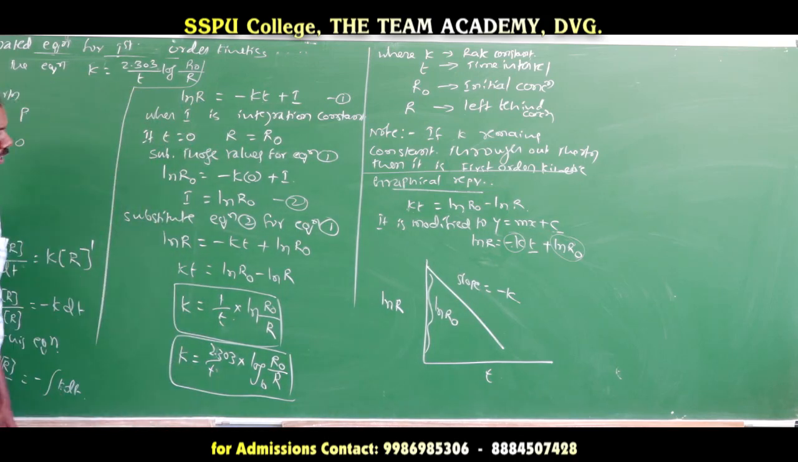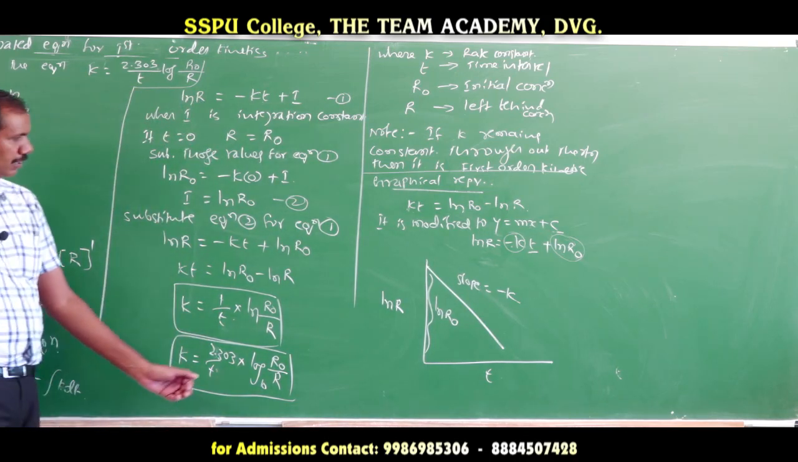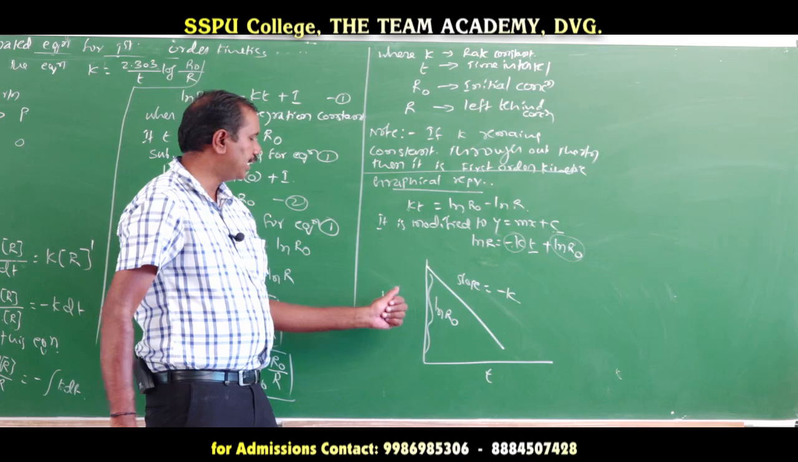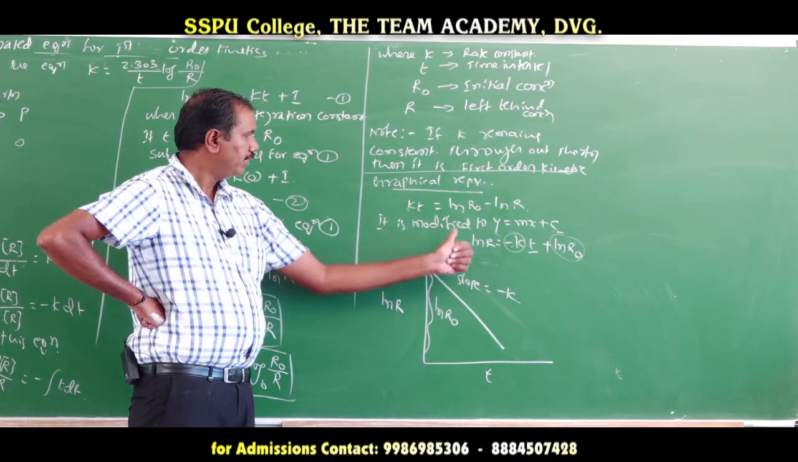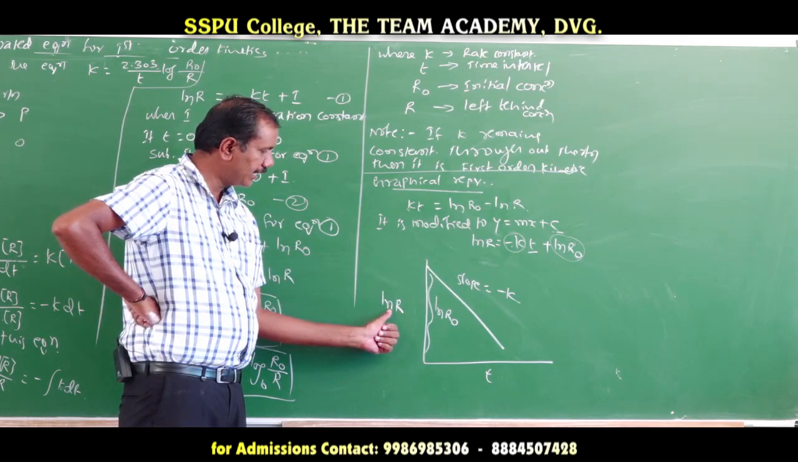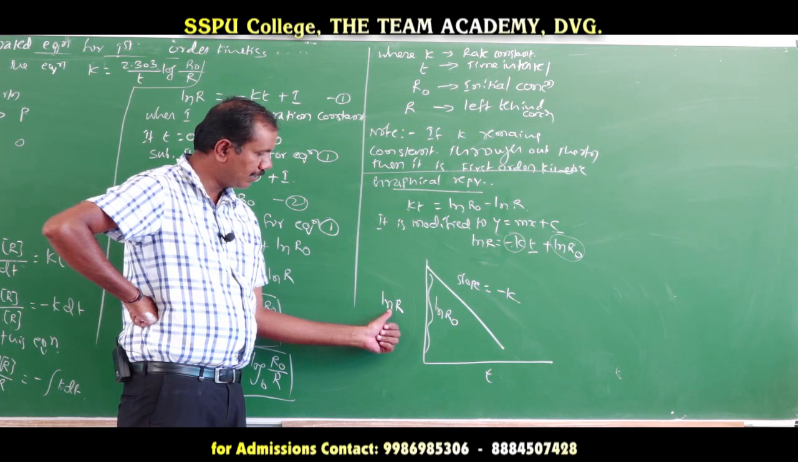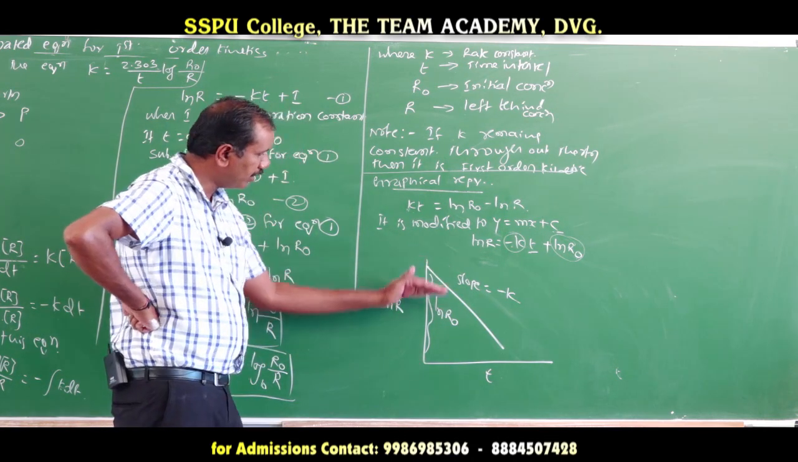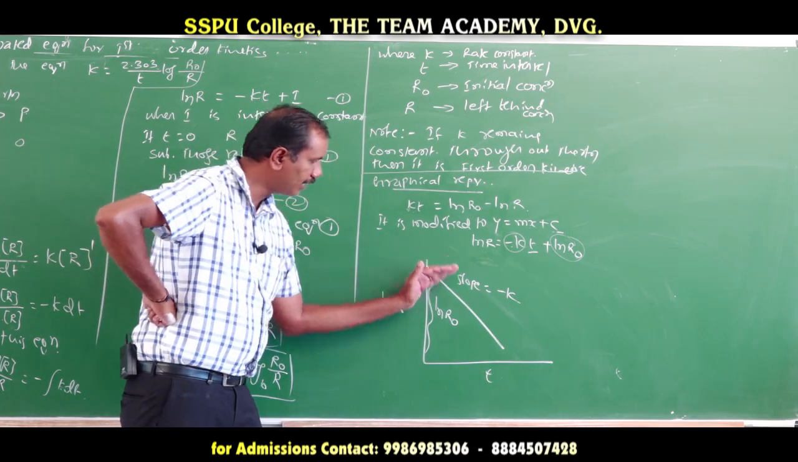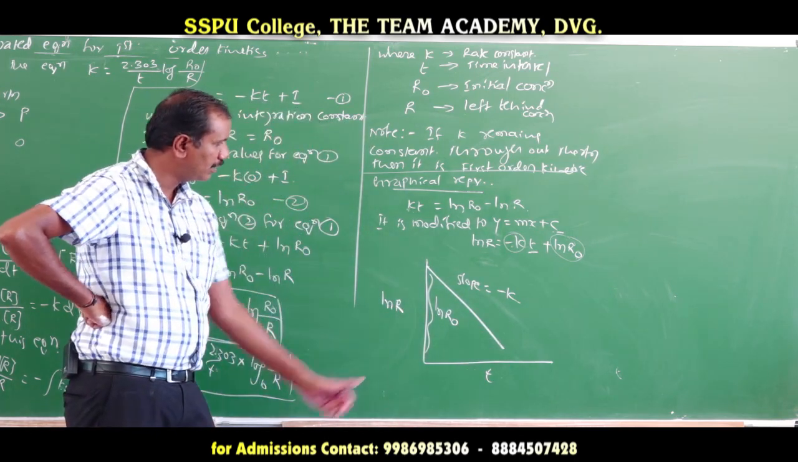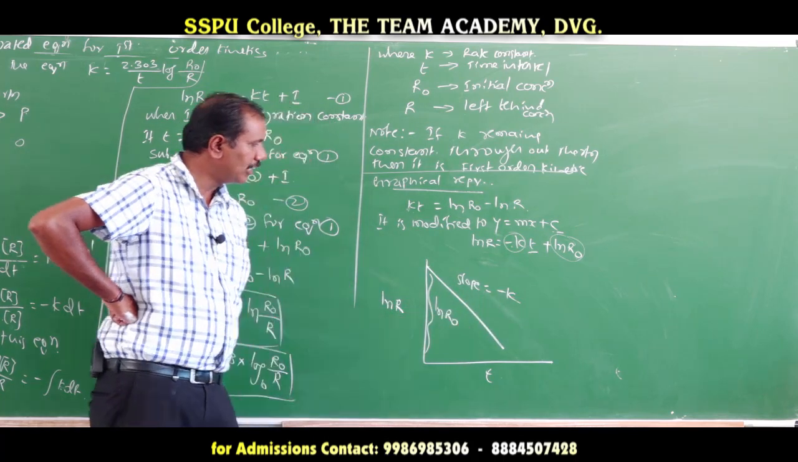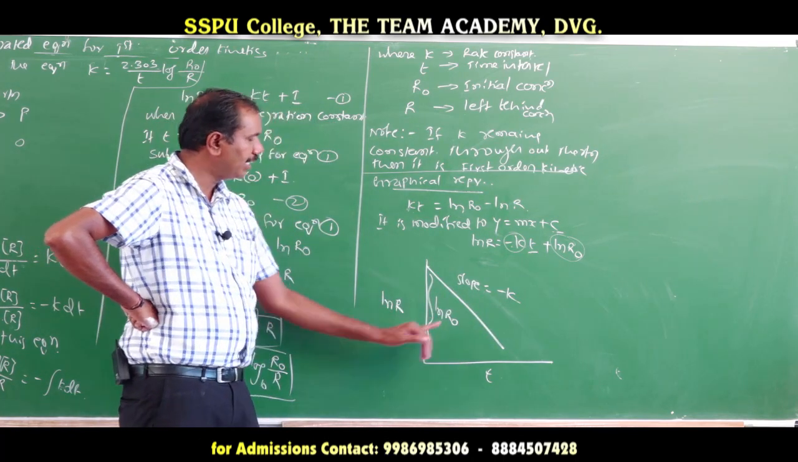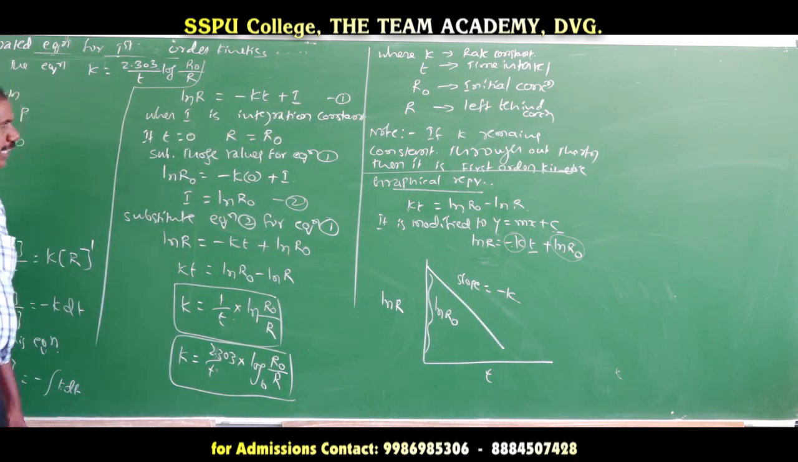This is the graphical representation of first order kinetics, by taking ln R, the concentration of R left behind, on the y axis against time on the x axis. As time increases, the left behind concentration goes on decreasing, which means we get a negative slope, with the intercept of ln R naught.